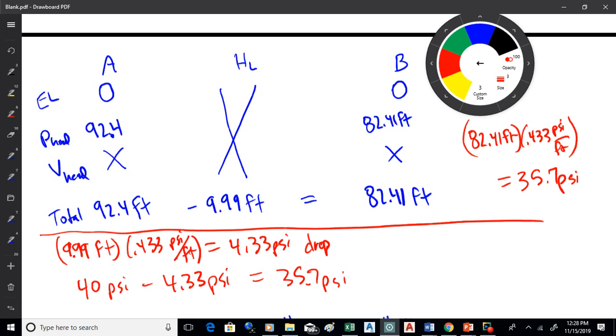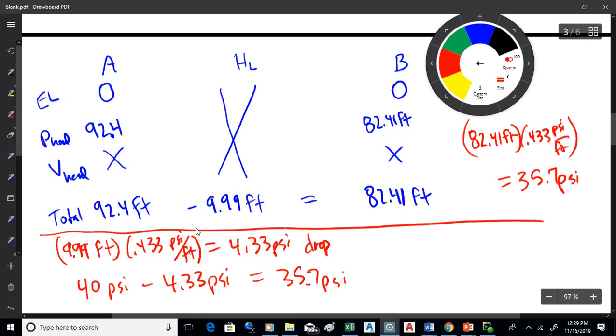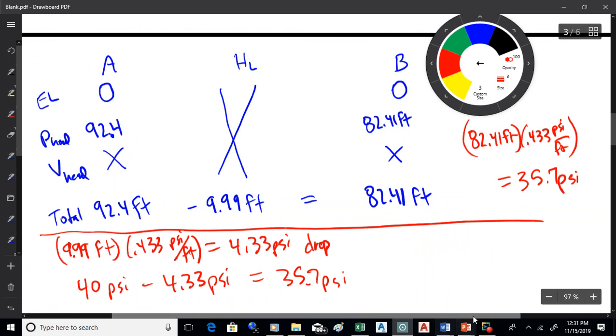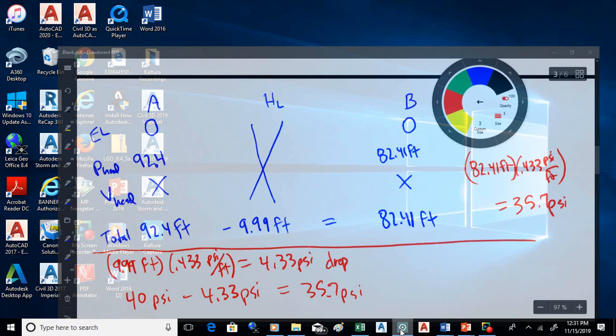So quite often we use the Hazen-Williams method and the charts to do this, rather than doing the full-blown Darcy-Weisbach method. So let's look at the Hazen-Williams and the charts a little bit here. Let's see what we got. All right, so let's look at the Hazen-Williams ones then.